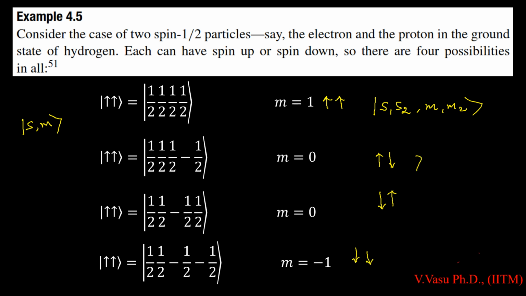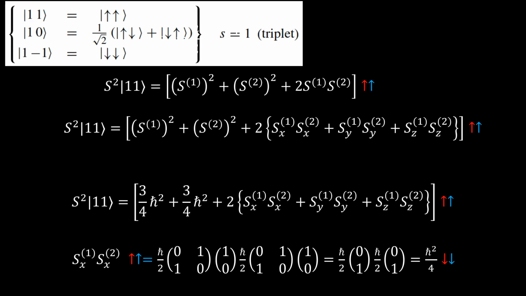This can be written as a linear combination. We are going to see it right now. In our example, we have four states and m equal to 0 for two states, as we have just seen. In one case it is spin up and spin down, and in the other case spin down and spin up. This can be written as a linear combination because the m value is 0. You can write this as 1 over square root 2 times ket spin up, spin down plus spin down, spin up.